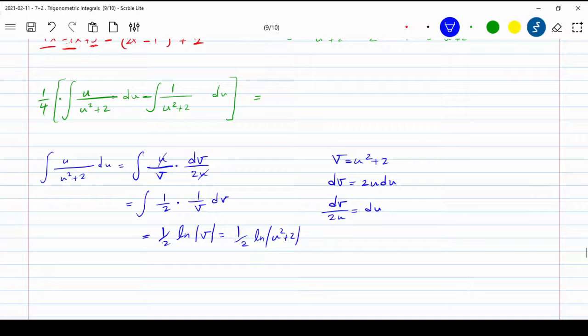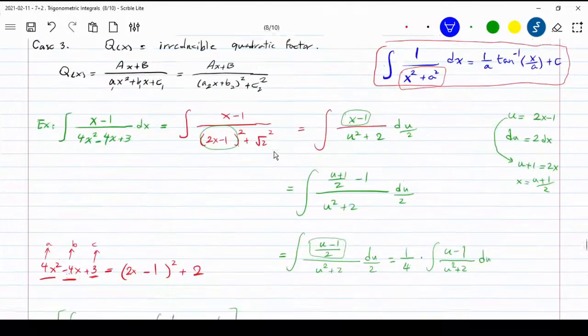So this first integral became 1/2 ln of absolute value of u squared plus 2. How about the second integral? This is where we can use the tan inverse property here.